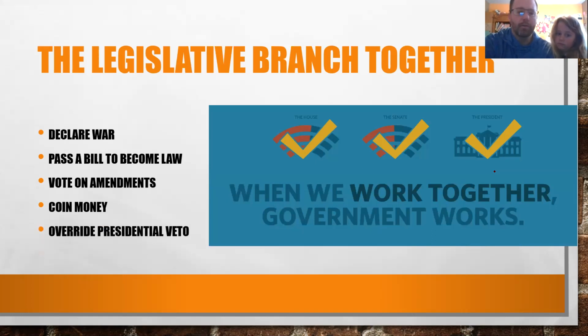Also, they'd have to override a presidential veto. So if the president vetoes a bill, so it does not become law, but Congress says, you know what, we really feel like this is important for the country, and the House and the Senate agree together to override that presidential veto, they can still make a law or a bill into a law, even if the president doesn't agree to it.